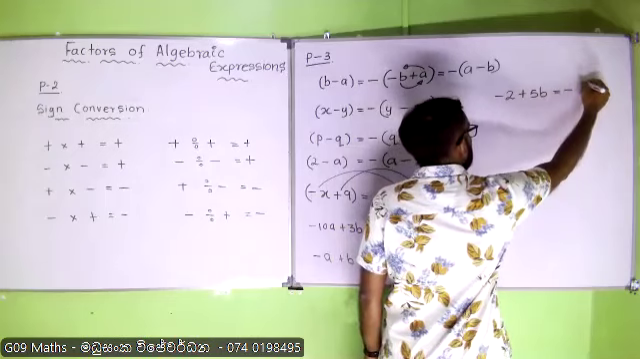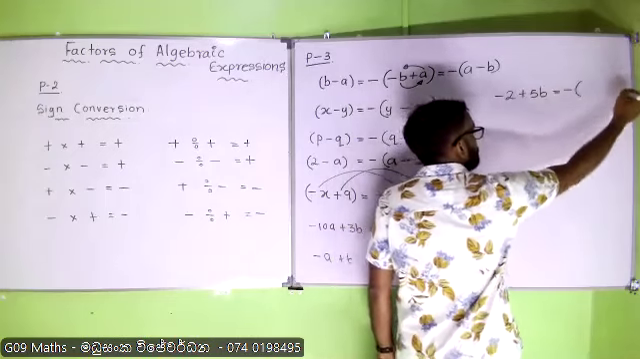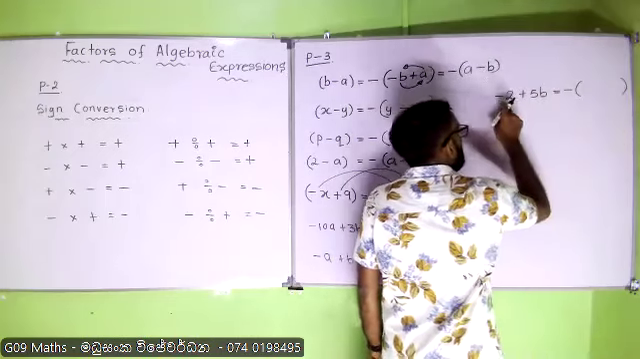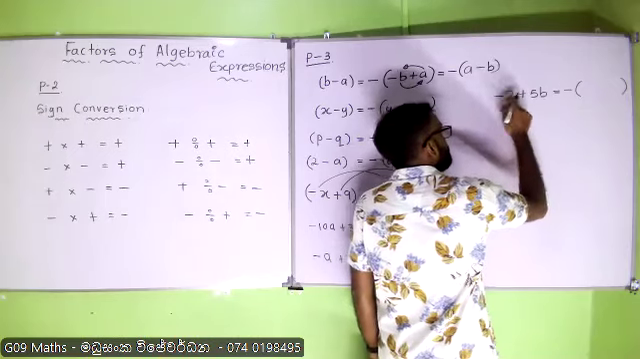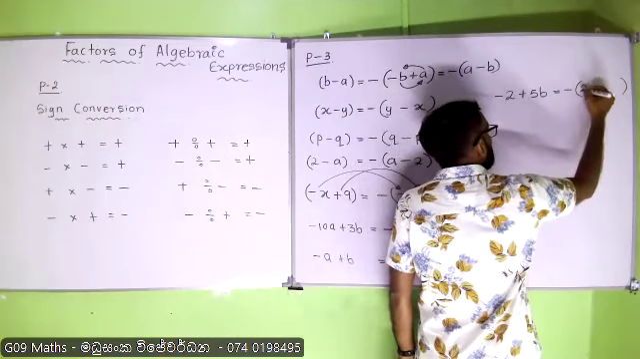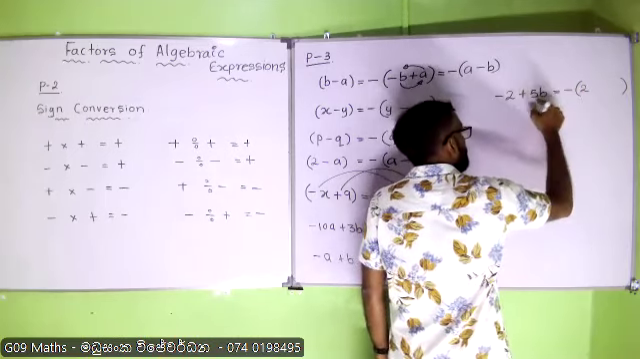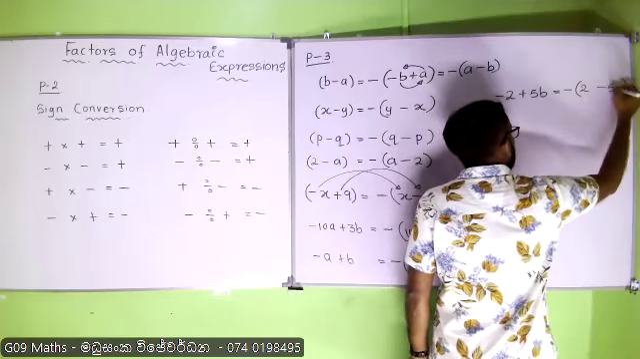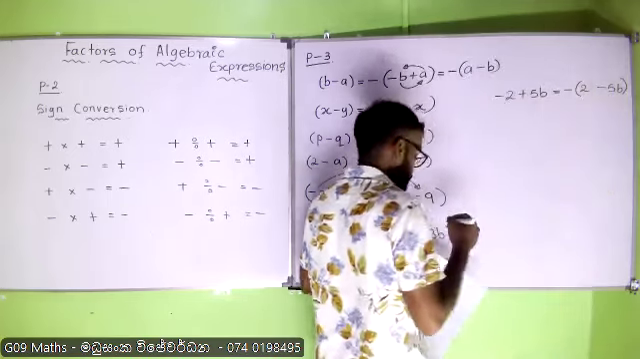Take the negative sign out from this. So negative 2 becomes positive 2. Positive 5B becomes negative 5B. This is your answer.